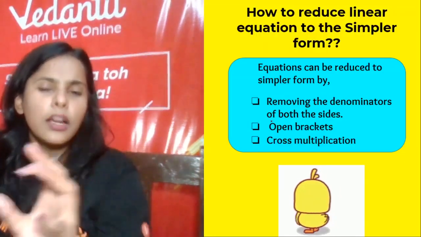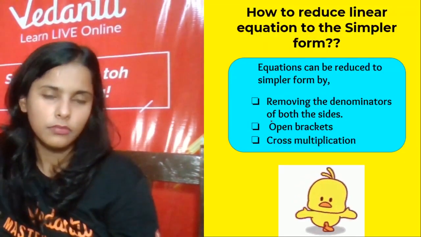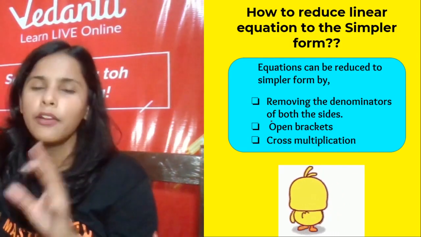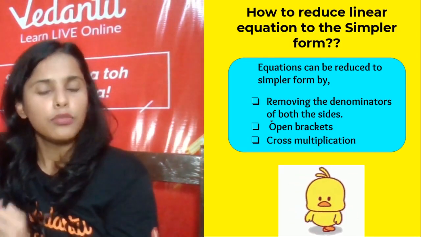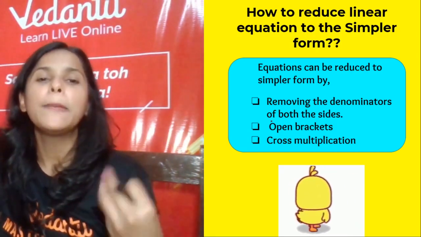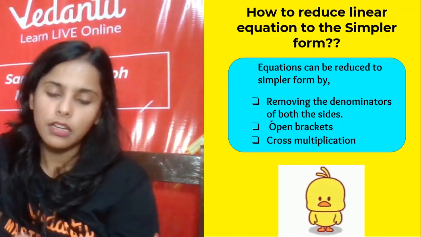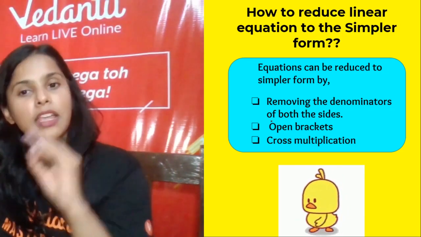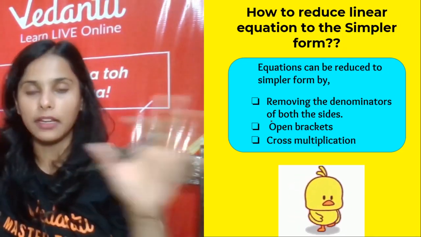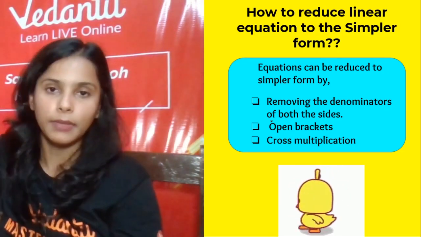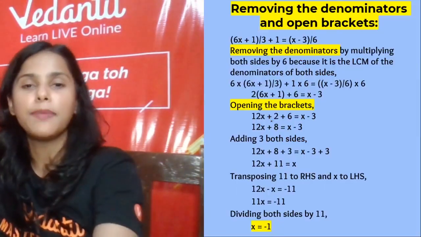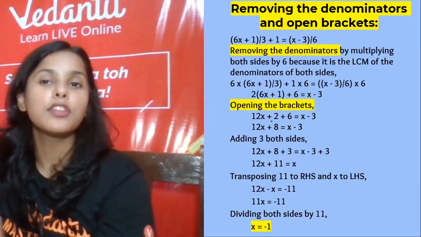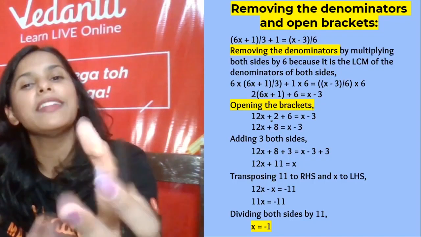Now, how to do that? Three methods are there. First, remove the denominators, or make the denominators the same by finding the LCM. Second, open the brackets. Third, cross multiplication. ठीक है? The first and second methods are removing the denominators and opening the brackets.